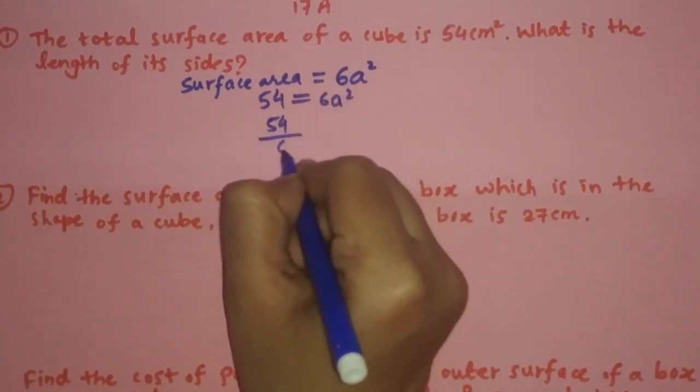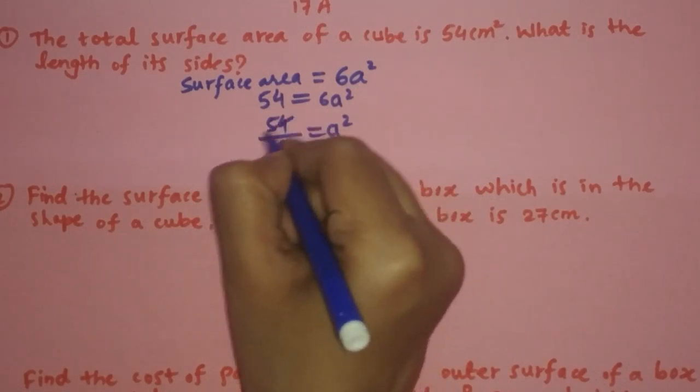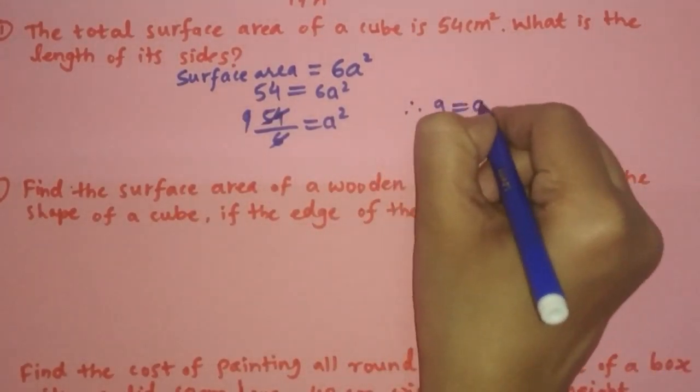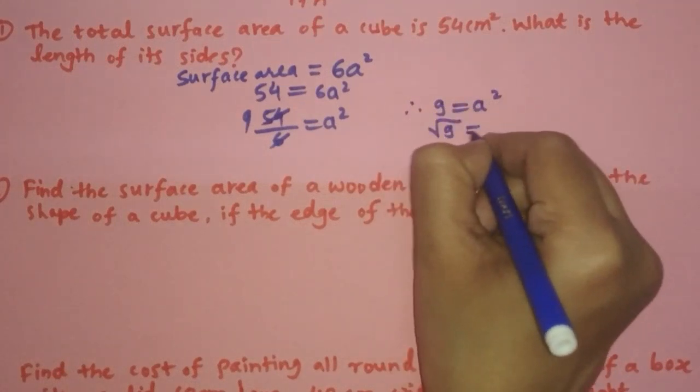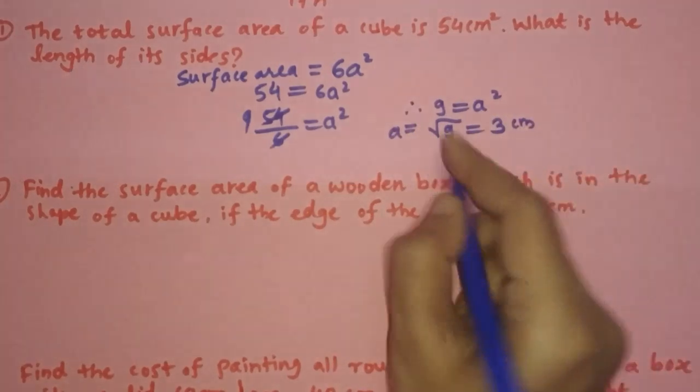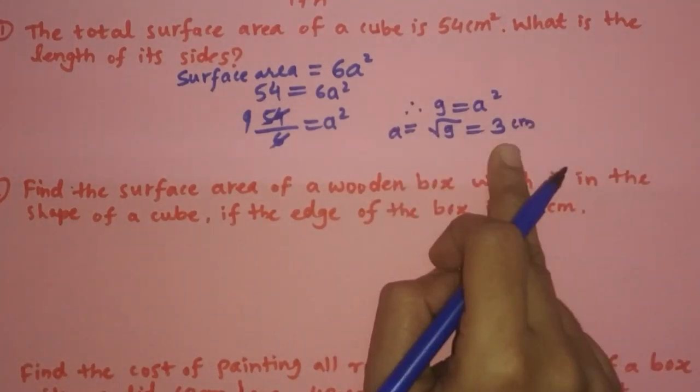So 54 divided by 6 is equal to what? a square. So you just divide it. Therefore, 9 is equal to a square. So we'll take the root of 9, which is equal to 3 centimeter. So in this way we have found the side.